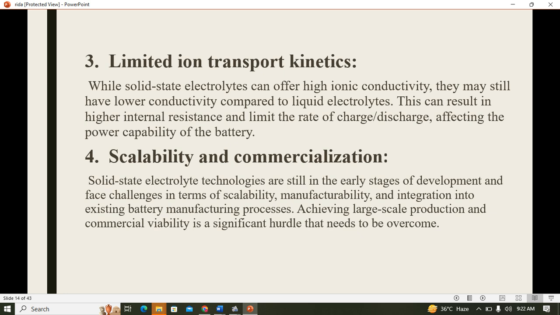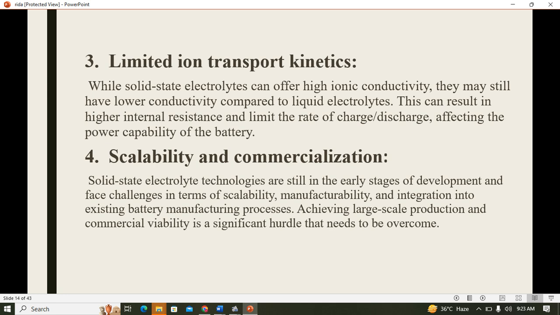The third one is limited ion transport kinetics. While solid state electrolytes can offer high ionic conductivity, they may still have lower conductivity compared to liquid electrolytes. This can result in higher resistance and limit the rate of charging and discharging, affecting the power capability of the battery.